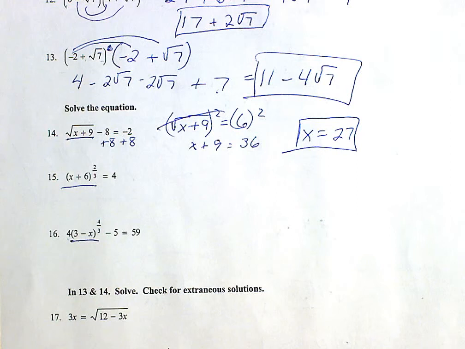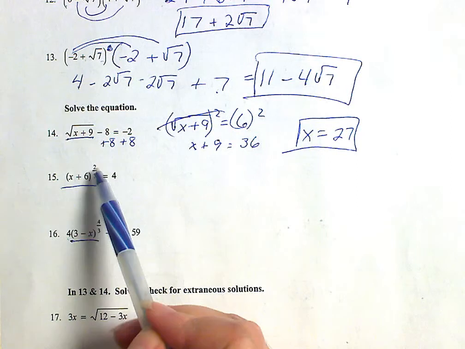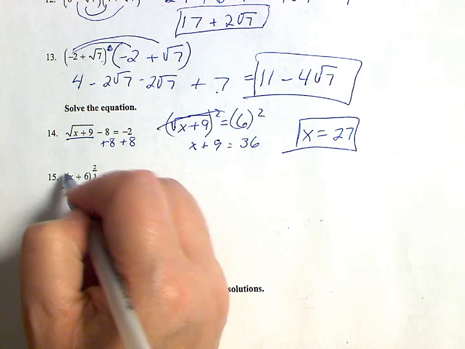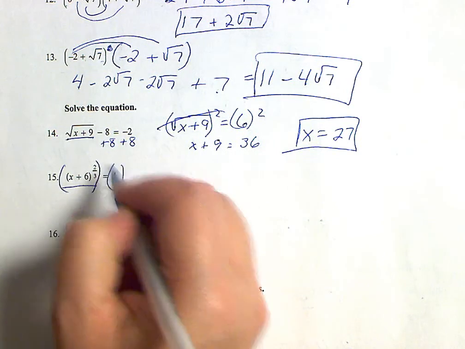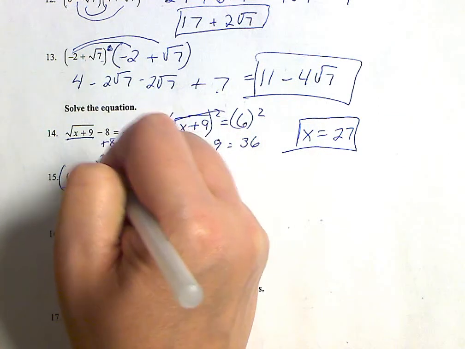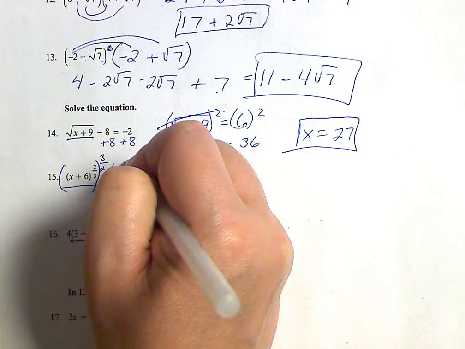15 is already by itself, so what do I have to raise this to get rid of this? What would make this 1? 3 over 2, because you would flip that. So 3 over 2 on both sides.